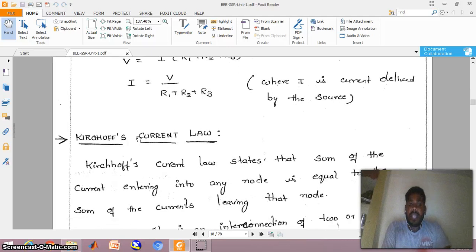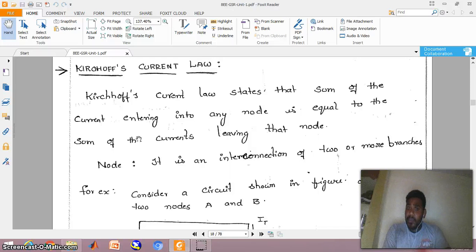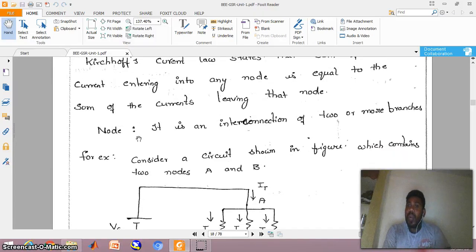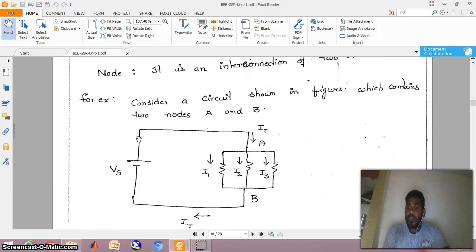Next, Kirchhoff's current law. Kirchhoff's current law states that sum of the current entering into any node is equal to the sum of the currents leaving that node. Here node is an intersection of two or more branches. For example, consider the circuit shown in the below figure which contains two nodes A and B.